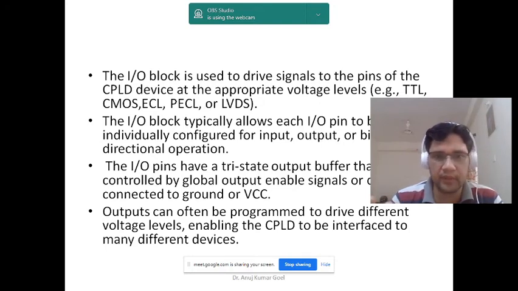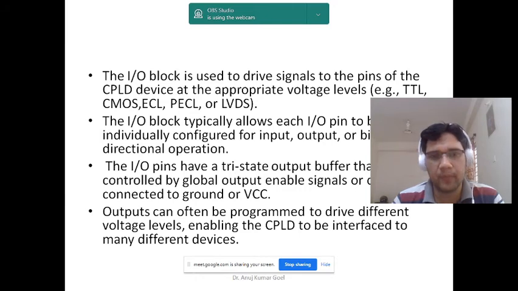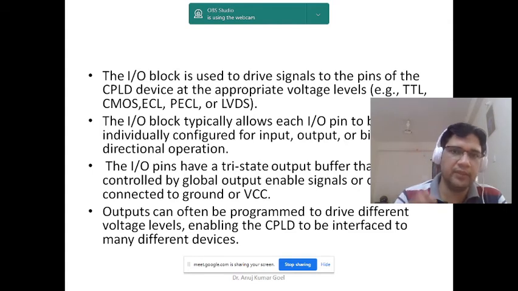If one device is working on 5 volt, but the CPLD gives 3.5 volt, then it should maintain the output voltage level at 5 volt, so that the particular interface device accepts the signal. So it is just voltage matching. The duty of the input output block is to match the voltage level of the interface devices.